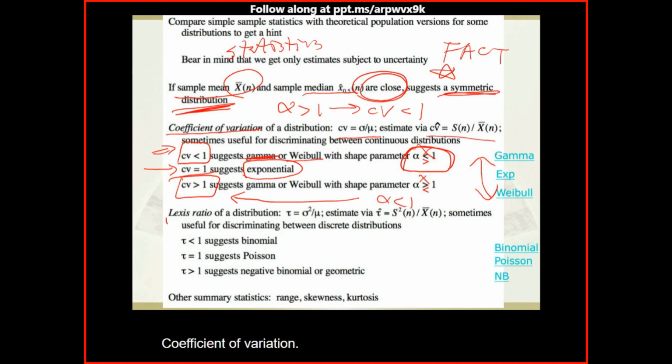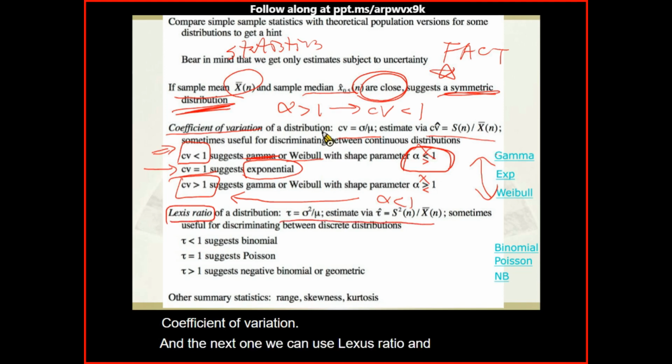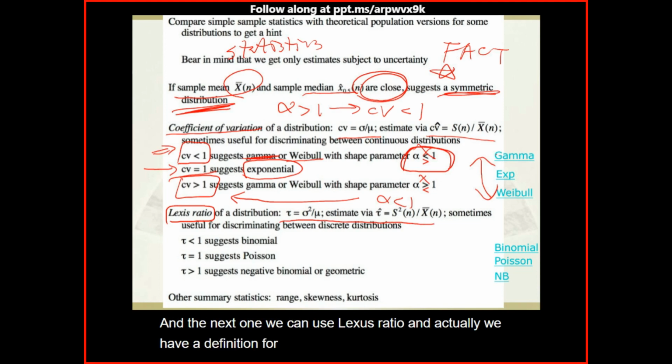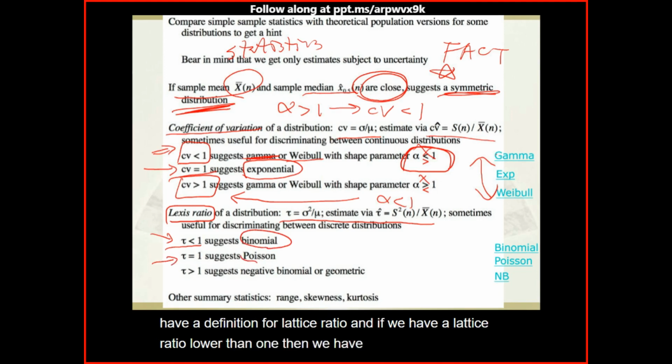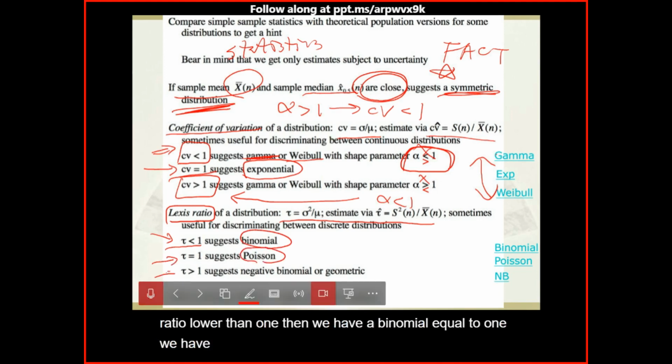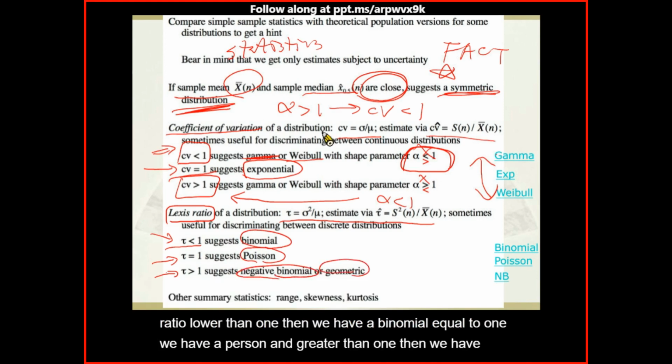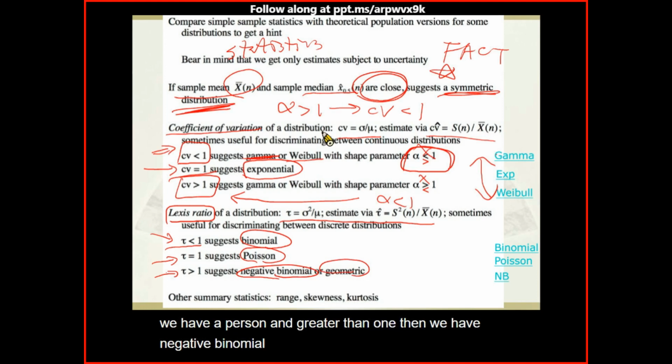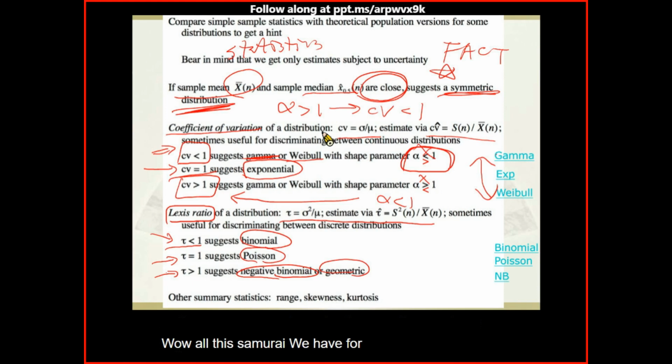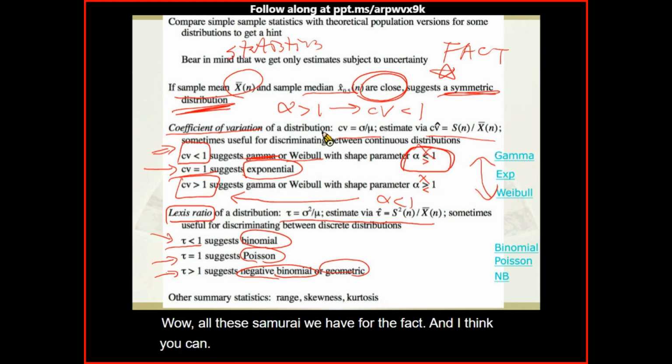And next, we can use lexis ratio. Actually, we have the definition for lexis ratio. If we have a lexis ratio lower than 1, then we have a binomial. Equal to 1, we have a Poisson. And greater than 1, then we have a negative binomial or geometric. All this summarizes the facts we have. I think you can think about this and possibly keep this in mind.